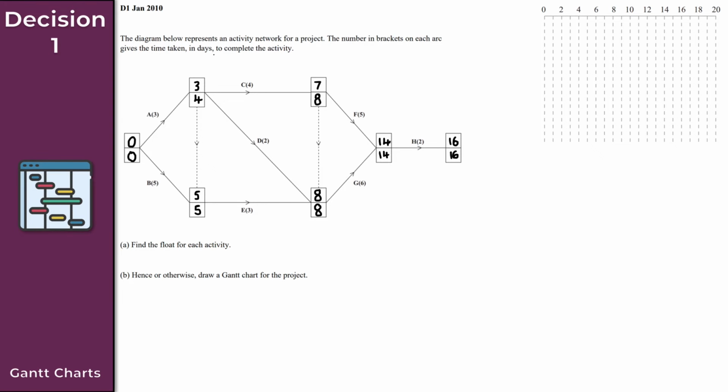Now for this question, we've got two different parts to it. Part A is the exact same part of the question that we saw in the float of an activity video. So all we want to do here is just find the float for each activity. And then in part B, it just says hence or otherwise draw a Gantt chart for the project. So to draw a Gantt chart for the project, what we need to do is find the float for each activity. And as you can see, the question is structured in such a way that it will help us to answer this question, or certainly part B of the question anyway.